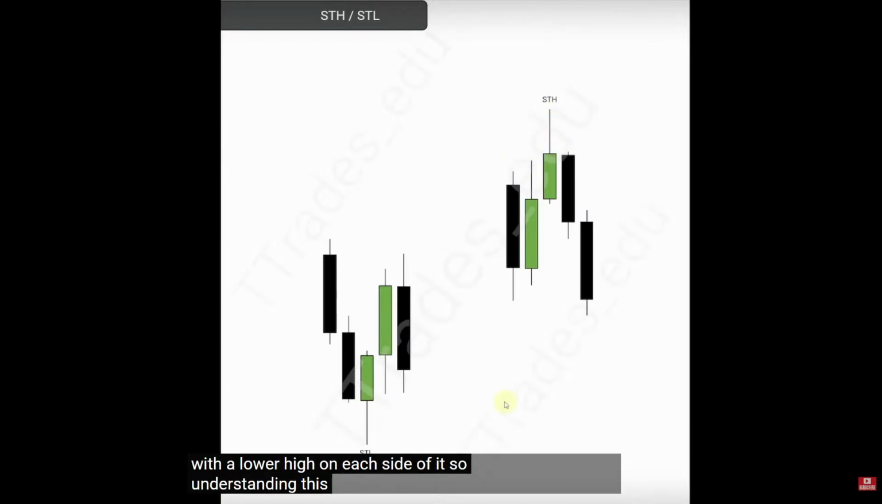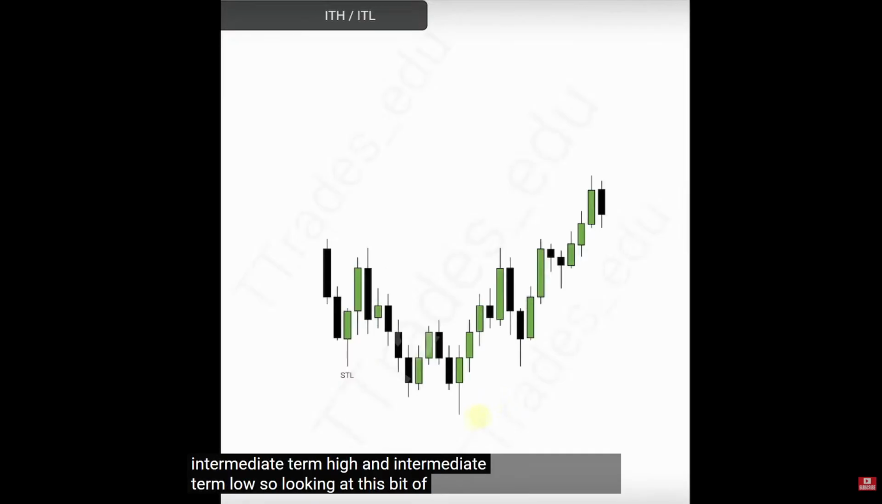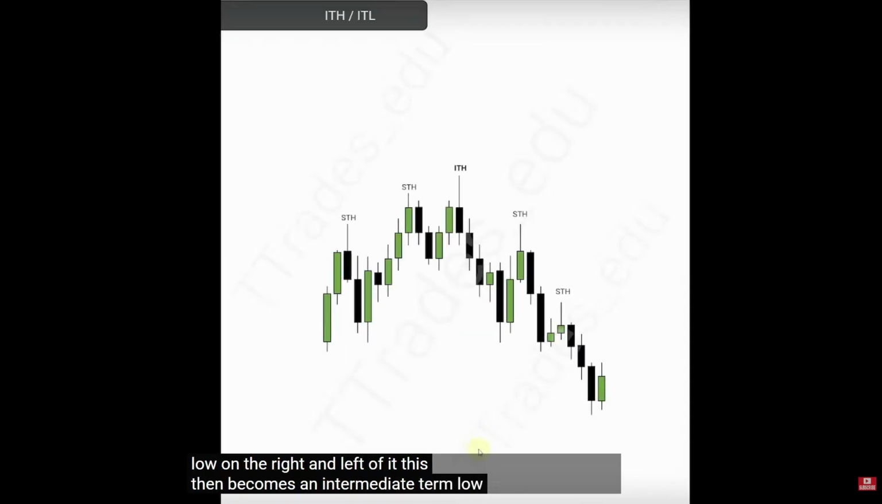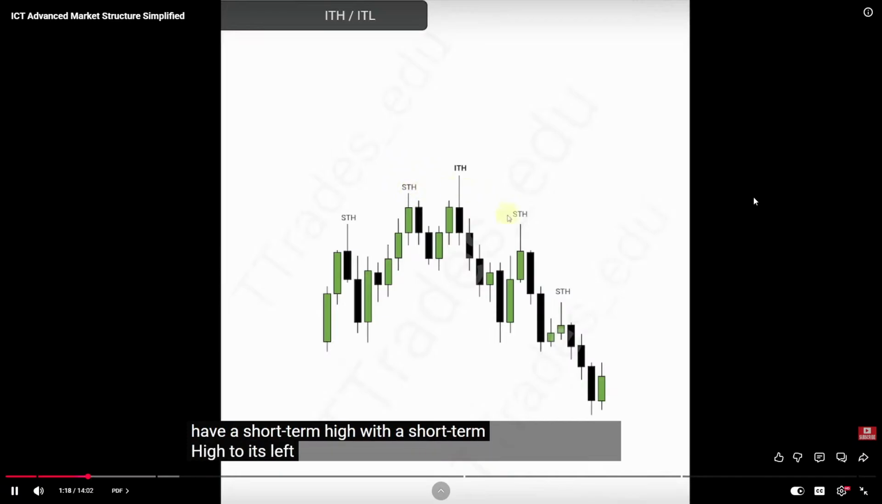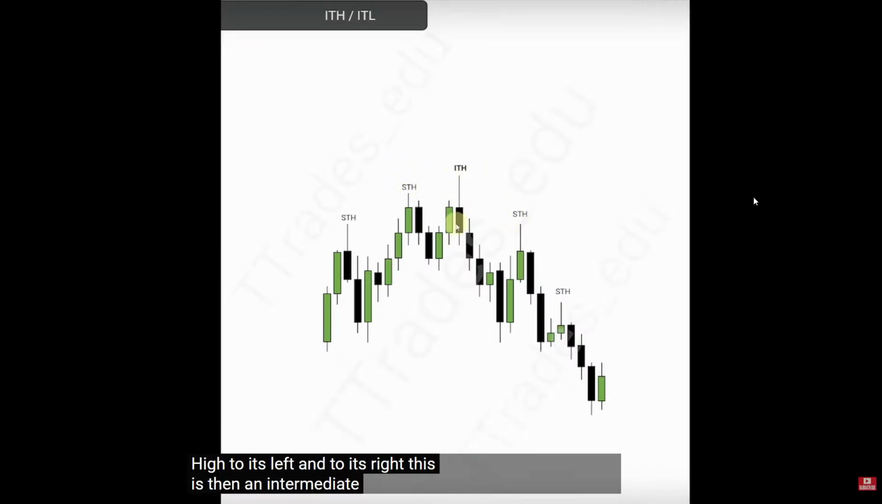So understanding this, what is an intermediate term high and intermediate term low? Looking at this bit of price action, you can see we have a short-term low here, a short-term low here, a short-term low here, and then we form a short-term low here. When we have a short-term low with a higher short-term low on the right and left of it, this then becomes an intermediate term low. Similarly, with bearish structure, when we have a short-term high with a short-term high to its left and to its right, this is then an intermediate term high.